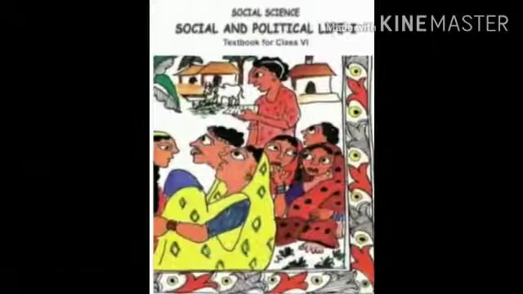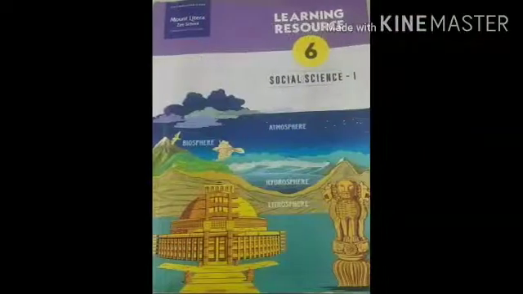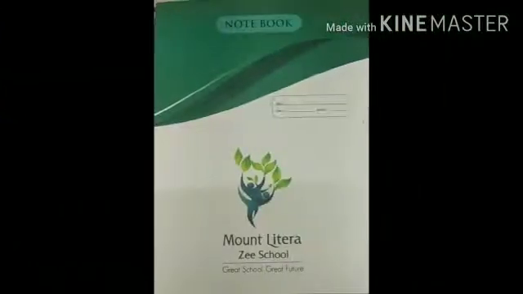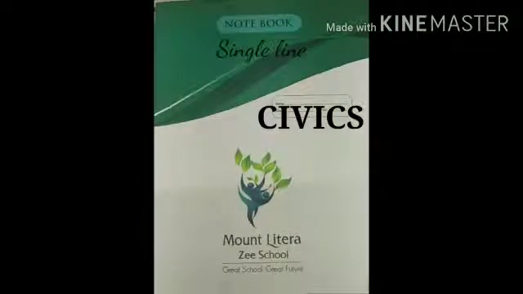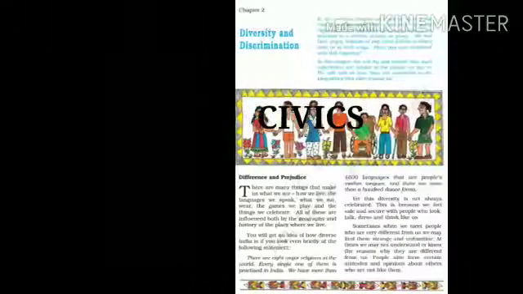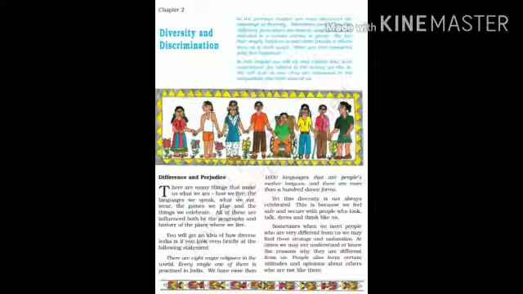Today we are going to study chapter number 2 of Social and Political Life, that is Diversity and Discrimination. You can see on your screens the LR, Social Science 1. You can even see the notebook of Civics, the single line notebook you have to maintain for Civics. On your screens you can see that. Now, chapter number 2, Diversity and Discrimination. We have already studied about diversity in the last chapter. In this chapter, we are going to study about discrimination.